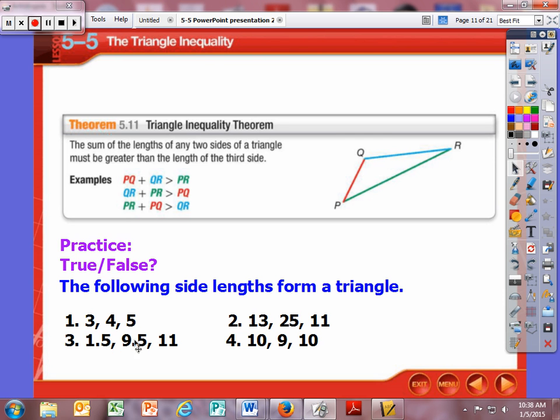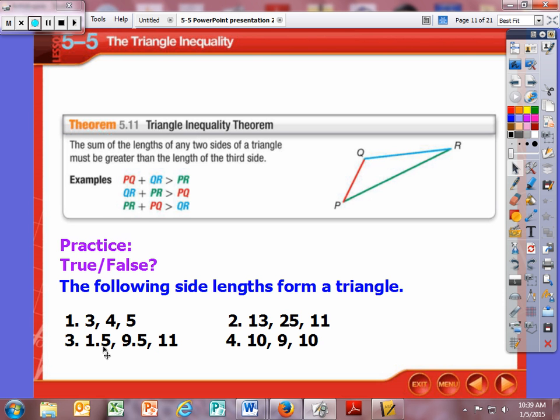Number 3, again, notice we're a little out of order. Okay, the 9.5 is actually the bigger one, so let's add. Is 1.5 plus 11 greater than 9.5? Well, of course it is, because 11 is already greater than 9.5, so that's going to work. Okay, let's check another one. 9.5 and 11. Of course that's going to be greater than 1.5.